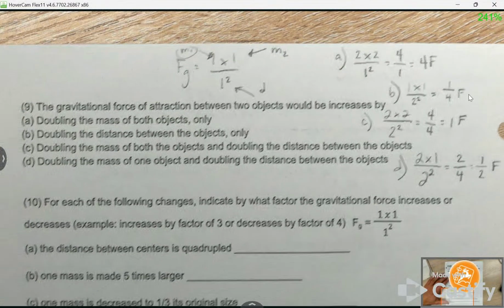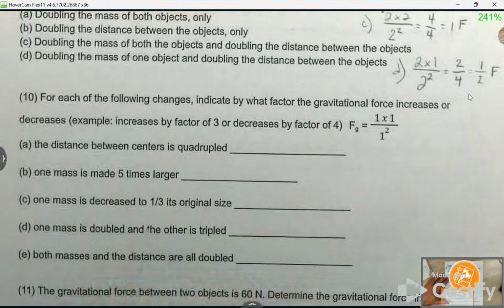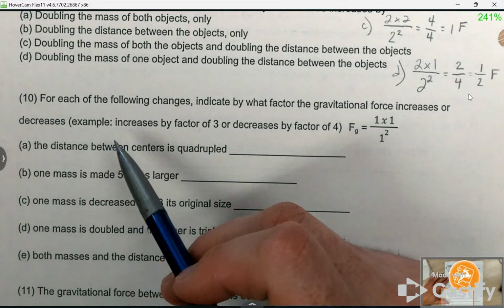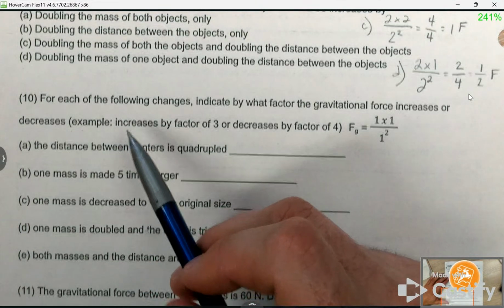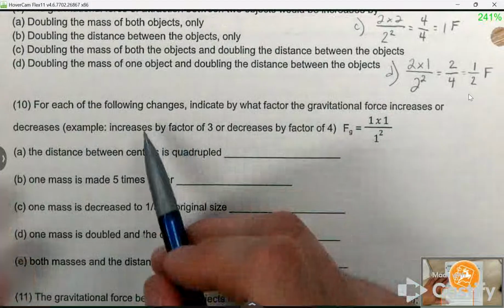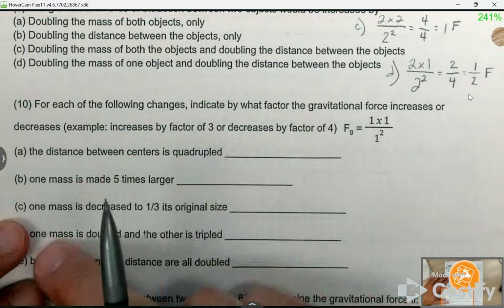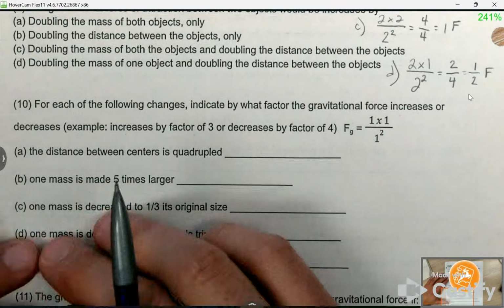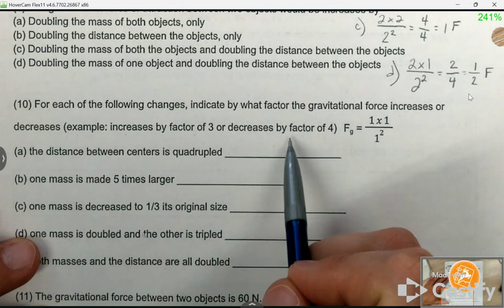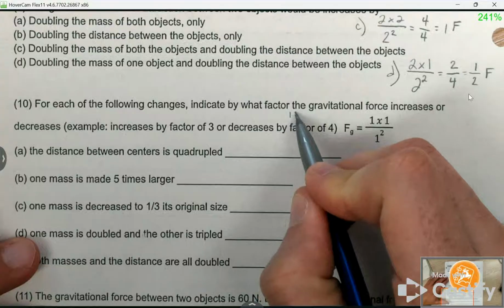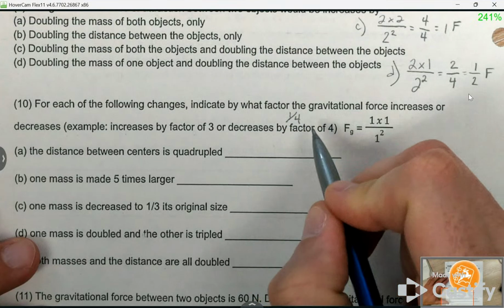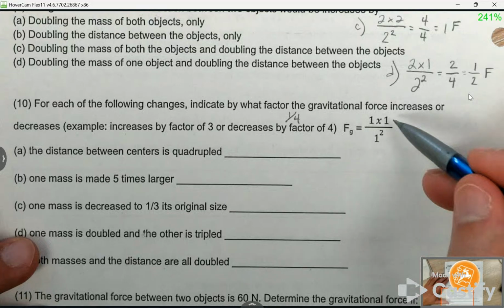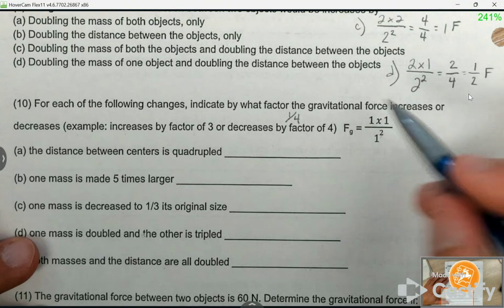Okay. When we get into number 10, how I would go through these is to figure out, when they say certain things increase by a factor of 2, by a factor of 3, by a factor of 4, they're increasing by a 2, a 3, or 4. If they say they decrease by a factor of 4, then that would be 1/4. So again, we still have our mass of the first object, mass of the second object, d squared.